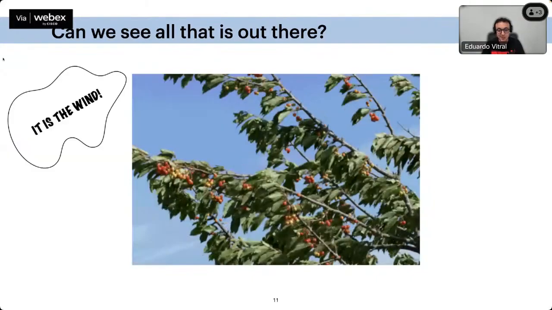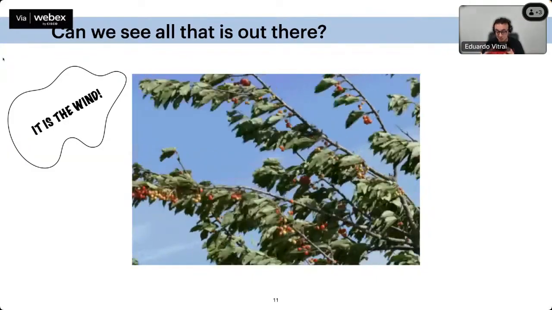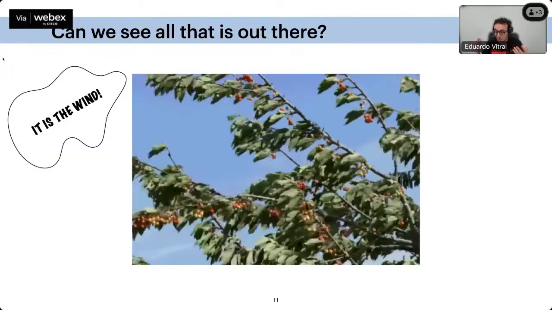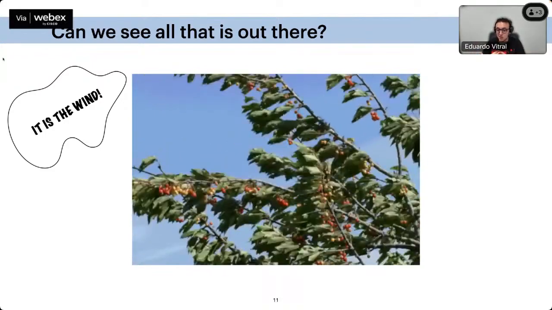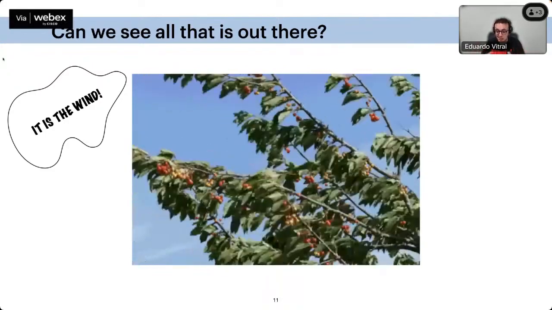We know that the reason why this tree is moving is the wind, and it's something that we can feel just by getting close to the tree and feeling the wind on our own skin.